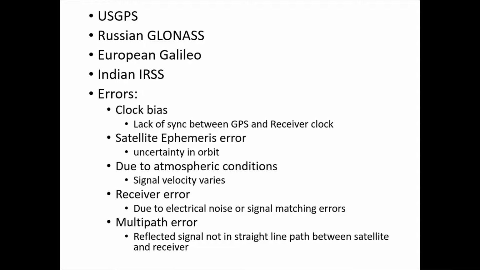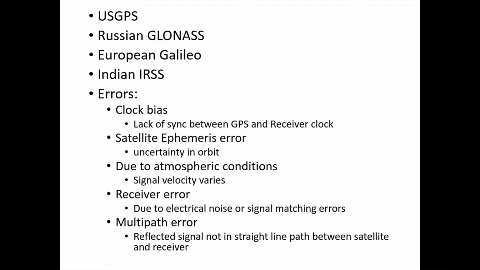The most common errors are clock bias, satellite ephemeris error, errors due to atmospheric conditions, receiver errors, and multipath errors. So what is this clock bias? If there is no sync between the GPS satellite clock and the receiver's clock, there will be a clock bias. Then there is some uncertainty in the satellite's orbit sometimes, which causes an error called satellite ephemeris error. Then signal velocity varies depending upon atmospheric conditions, so atmospheric interaction can also cause error in the satellite ranging, isn't it?